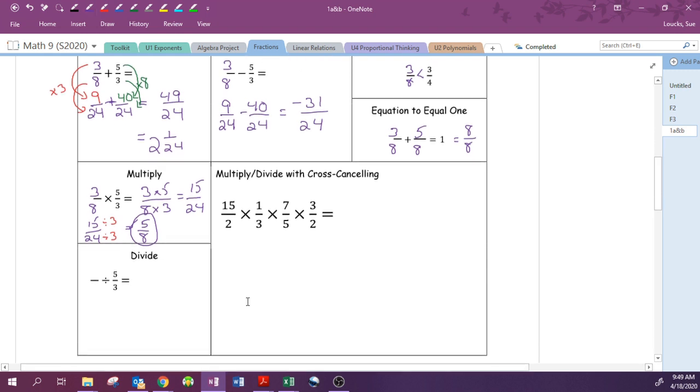When we divide fractions, we have 3 over 8 divided by 5/3. We have to rewrite that, and do not skip this step. You invert and multiply. So you actually multiply it by the reciprocal. So you change the divide sign to a multiply sign, and you flip the second fraction over. So that becomes 3 over 5, which gets us 9 over 40. And that's what you get when you divide.